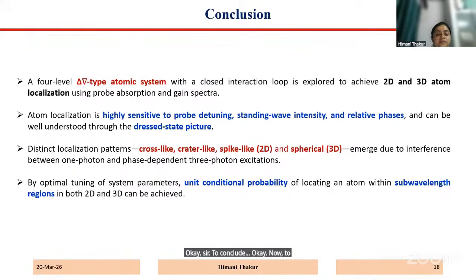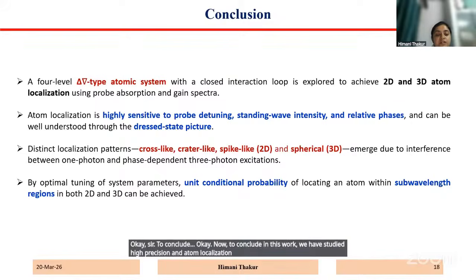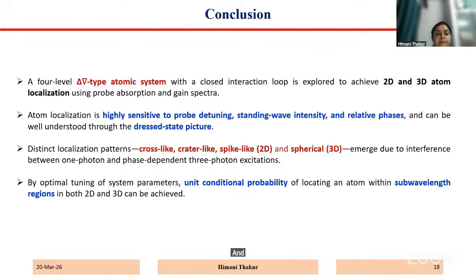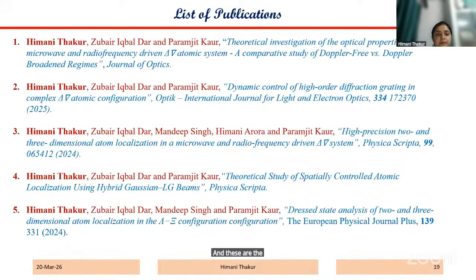Now, to conclude this work, we have studied high-precision atom localization in both 2D and 3D space using a four-level delta-inverted delta atomic system. Our results demonstrate that probe detuning, standing wave intensity, and relative phase vector play a crucial role in improving localization precision. And this is the list of publications.